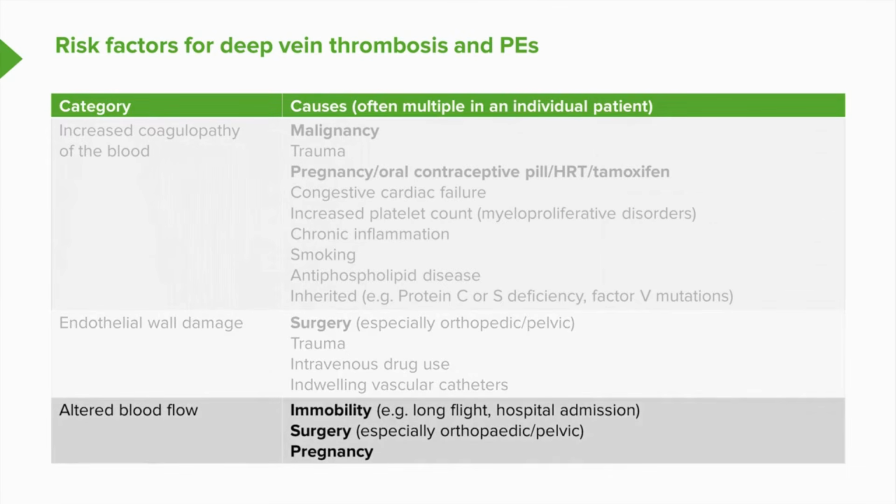And then if the blood flow is reduced because of immobility, surgery, pregnancy, etc., that will also make a clot more likely to form. And so from this, you can identify the patients who are most at risk of DVTs and therefore of PEs. And those are patients with malignancy, recent surgery, especially pelvic or orthopedic, those who are pregnant, those who have been immobile due to a long flight or a long car journey, etc.